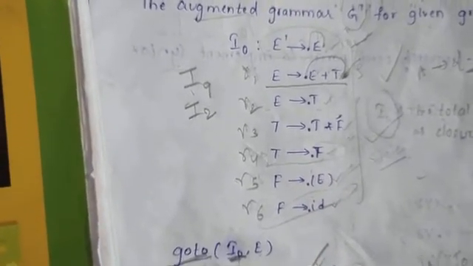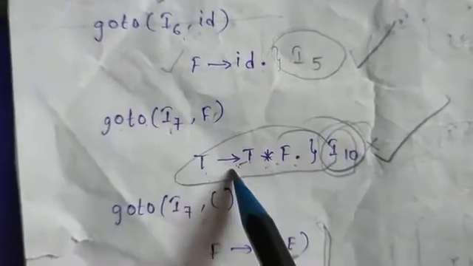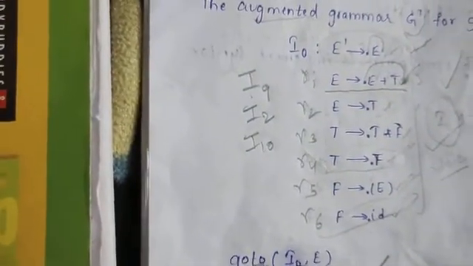This will happen in I10. So T tends to T star dot F, I10. Okay, you need to note down I10 here. Then we'll go for T tends to dot F.